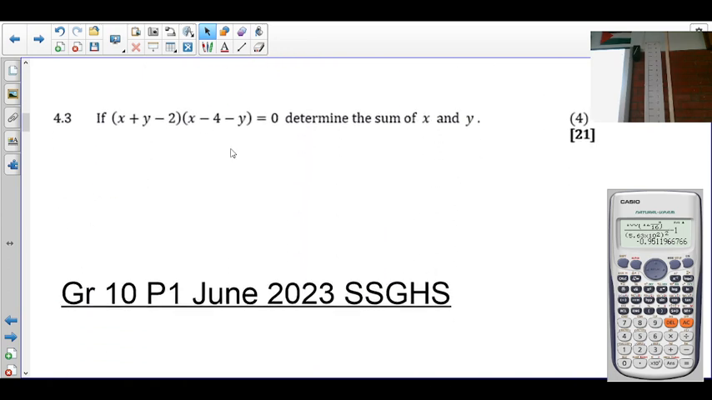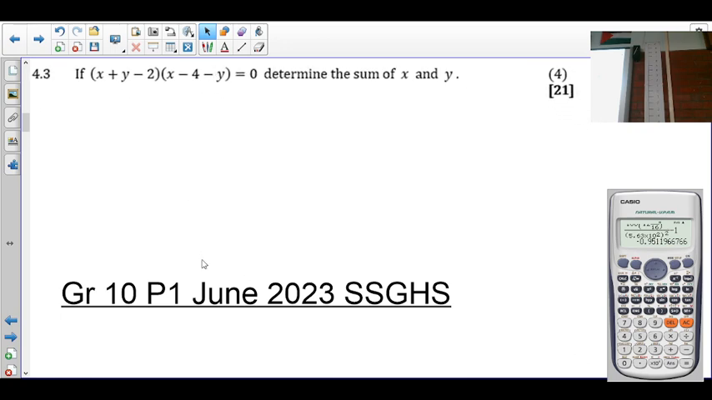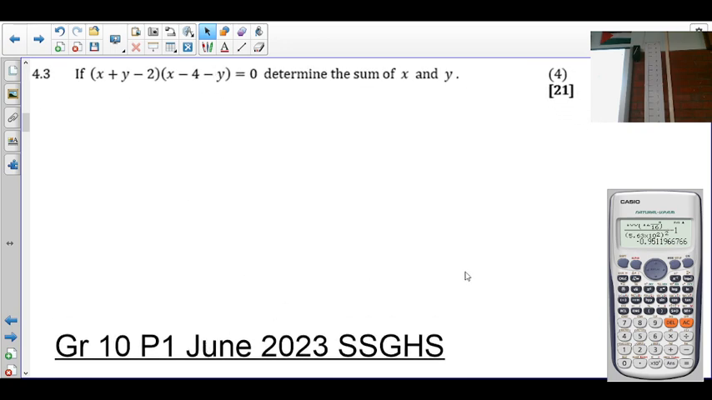4.3, it says if x plus y minus 2 times x minus 4 minus y is equal to 0, determine the sum of x and y. People, what is the sum? What does the sum mean? You must add it, what the sum of x and y is. So I must calculate the value of x and y. I should have said first determine the values of x and y, because I can see already what the values of x and y are.